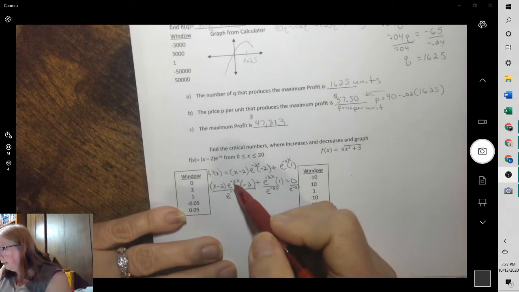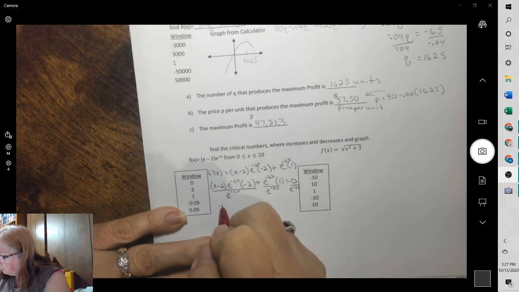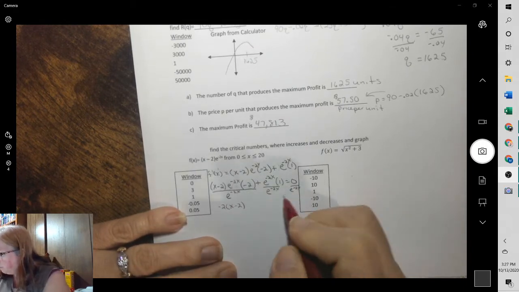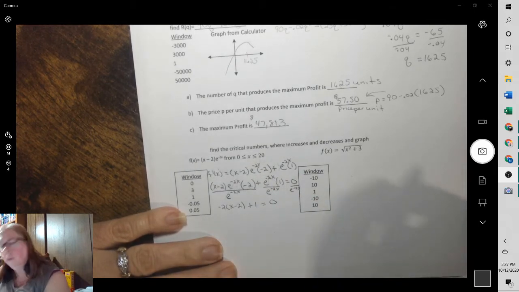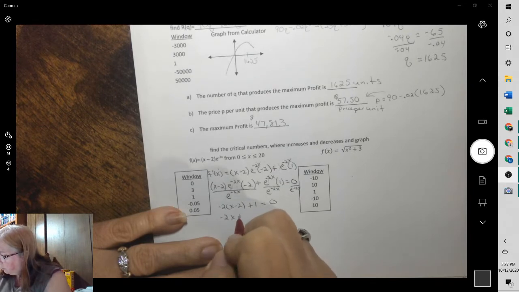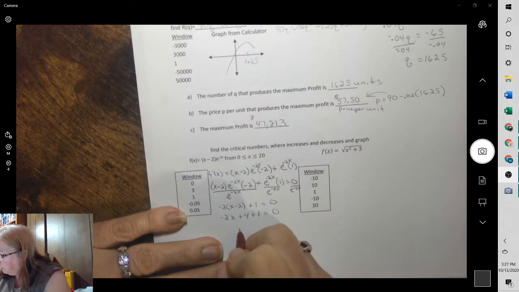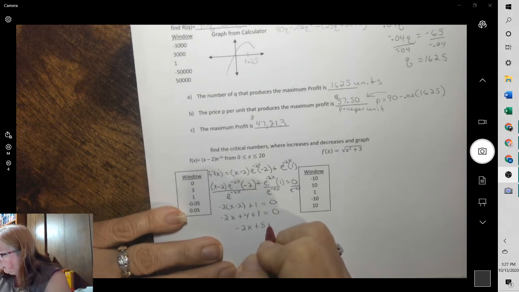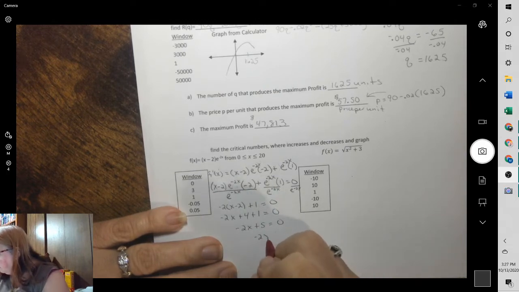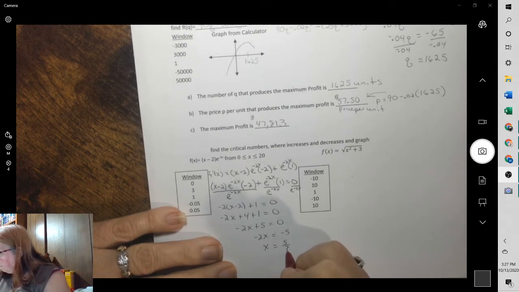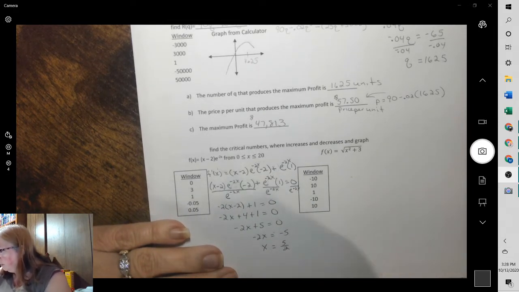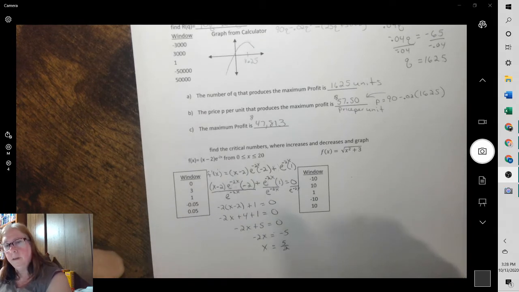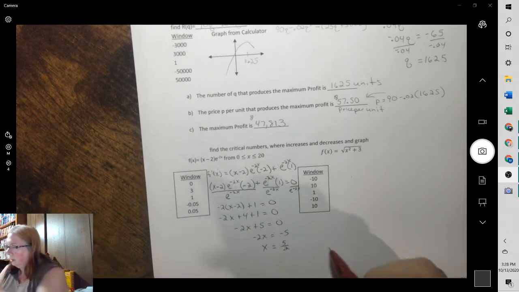So when we divide by it, this cancels and we have -2 times x minus 2. Here it cancels and leaves a +1 equals 0. Then distribute: -2x plus 4 plus 1 equals 0. -2x plus 5 equals 0. Subtract the 5. And divide by 2. x equals 5/2. So our increasing and decreasing change at 5/2. And this is our critical number.